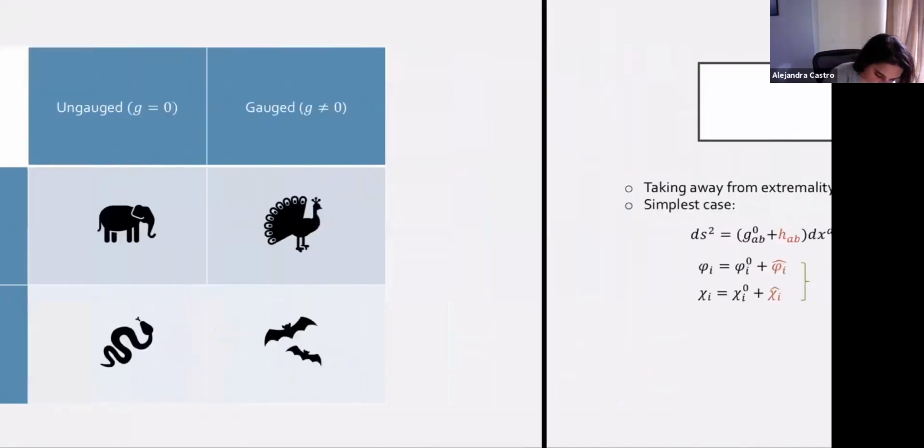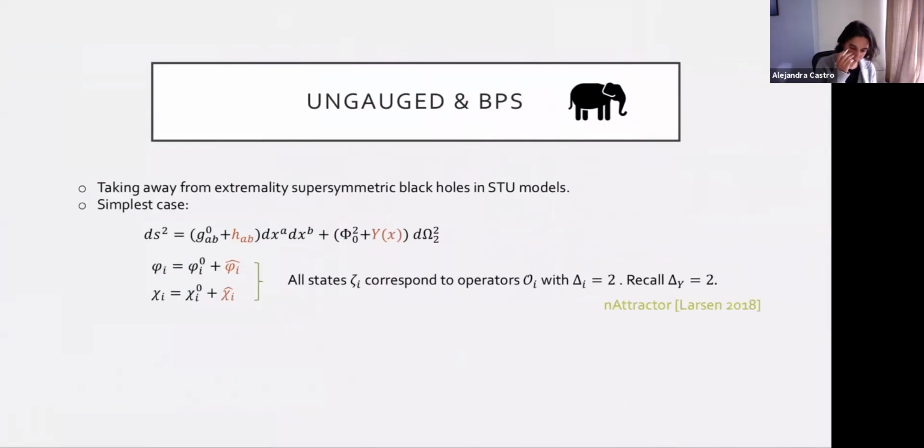Okay, so let's start with the first simplest example, which is the N=2 gauged supergravity theory and the BPS black hole. So let's start with the elephant. In this whole machinery, we're deforming away from AdS2. Basically, I'm grabbing a supersymmetric black hole in an STU model. These are favorite black holes that you learn from your string theory class, the black holes that we have the most precise statements about their extremal entropy.